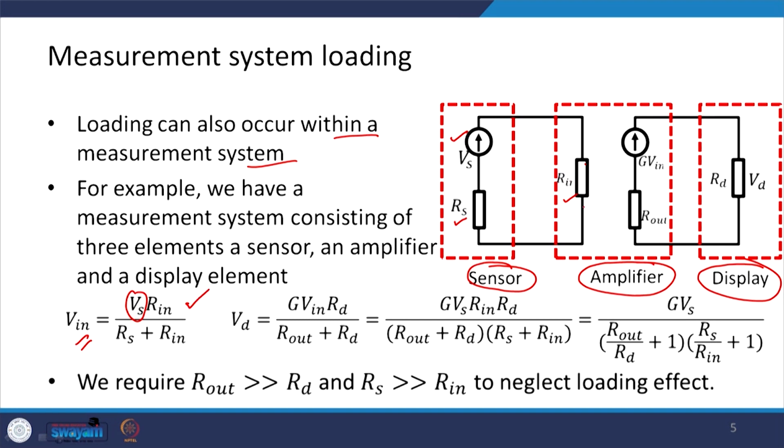This voltage is amplified with the help of the amplifier, and we get Vd. The amplified value is G times Vin, where G is the gain, and then Rd acts as a voltage divider for that. So G Vin is multiplied by Rd divided by Rout plus Rd. If I substitute Vin back and simplify, this is what we get. So we require Rout to be very large compared to Rd, and Rs to be very large compared to Rin, in order to neglect the loading effect.